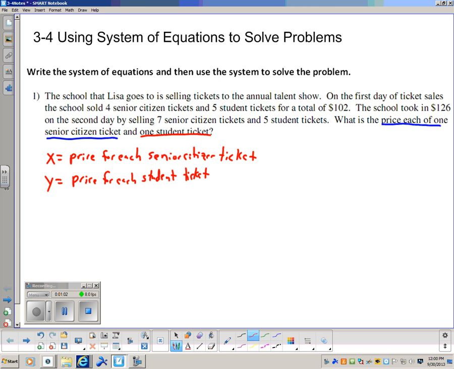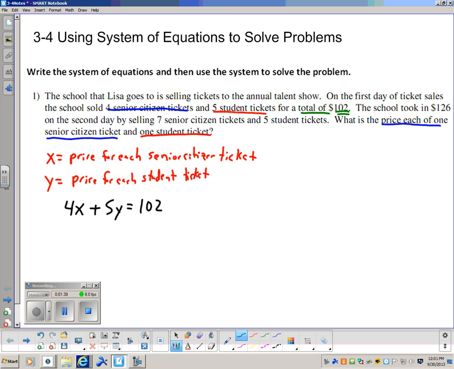All right, so at the top there, on the first day of ticket sales, the school sold 4 senior citizen tickets and 5 student tickets. And the total there is $102. So let's set up our equation. We've got 4, and the price here is x, plus 5, and the price for those is y, is equal to a total of 102.